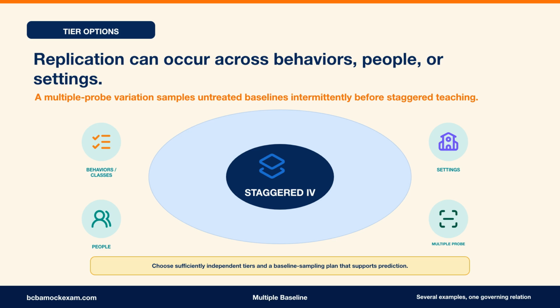The tier is the unit across which the stagger is replicated. It can be a behavior, a participant, or a setting, but the tiers must be sufficiently independent. If training one staff member immediately changes the untreated staff, the later tiers no longer provide clean predictions. A multiple probe variation keeps the staggered logic while sampling some untreated baselines intermittently. That can reduce unnecessary measurement for skills likely to remain absent until teaching, provided the probes still support adequate prediction.